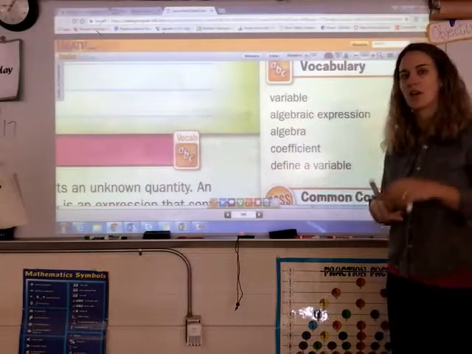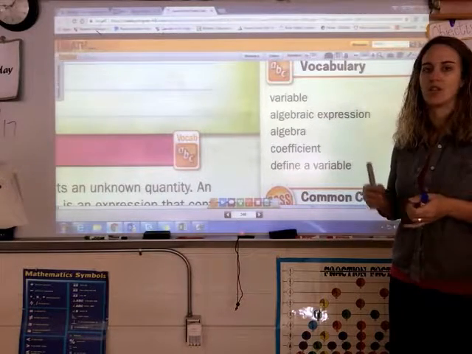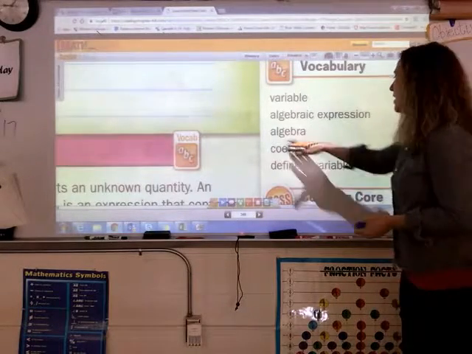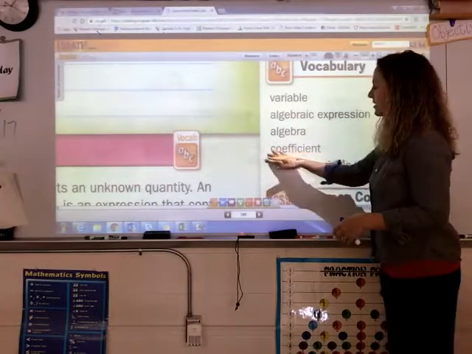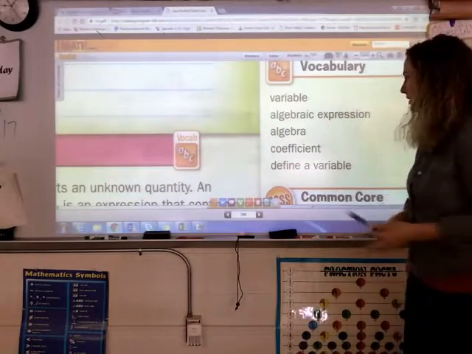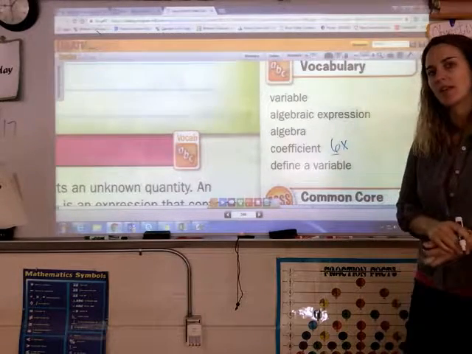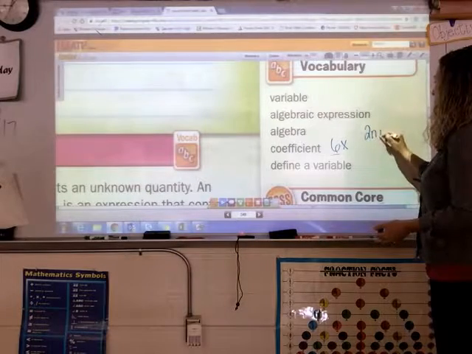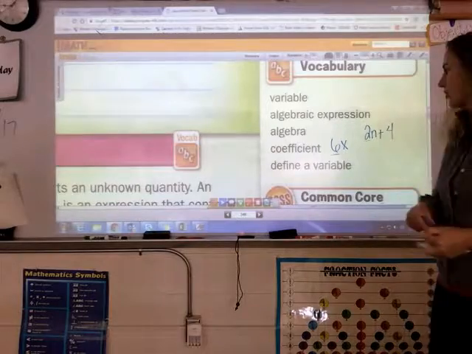Remember, algebraic means you're going to be working with numbers and variables, and expression means there are going to be operations such as addition, subtraction, multiplication, division. You may also have exponents with it. Algebra is the process of working with numbers, variables, and operations. Coefficient, that is a new word. Coefficient is the number that comes ahead of your variable. So if I give you 6x, my coefficient is 6 because that's the number that comes ahead of the variable. Another example could be 2n plus 4. In 2n plus 4, 2 would be an example of your coefficient.